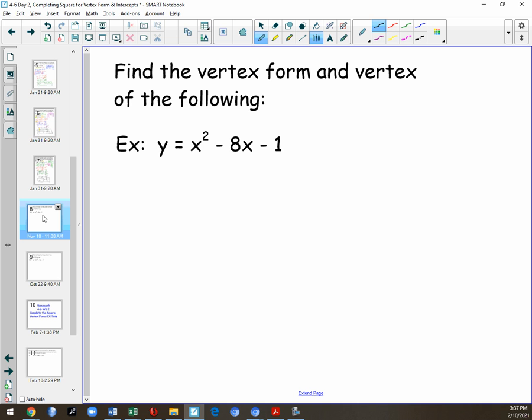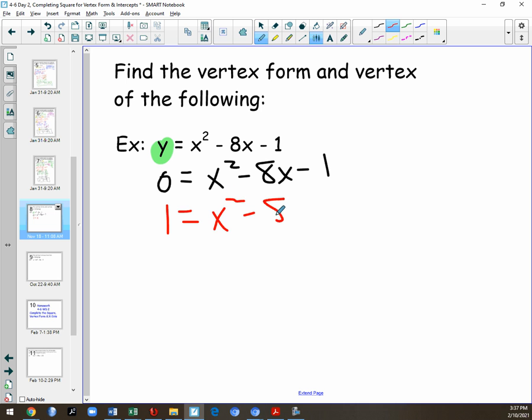Now, the next set of instructions says to find the vertex form and the vertex. So I don't want you to actually solve this. I just want you to put it in a different format. So how do we do that? We're going to replace y with 0. So this y is going to go away and it's going to become 0. Then we're going to do it exactly the way we did it last time. So we're going to bring the constant term over. So 1 is equal to x squared minus 8x. Then our leading coefficient has to be 1. It already is.